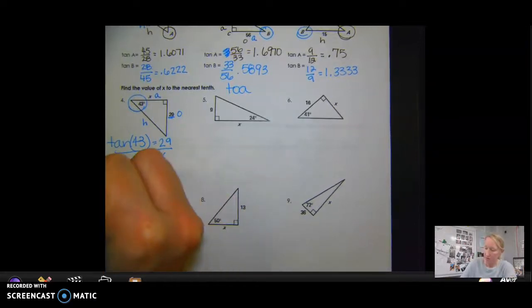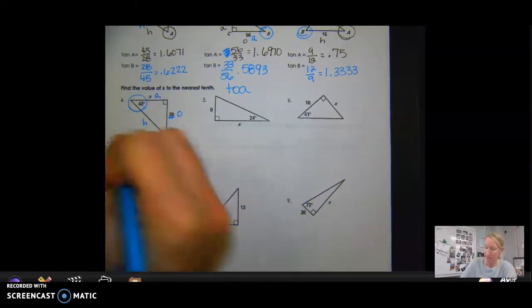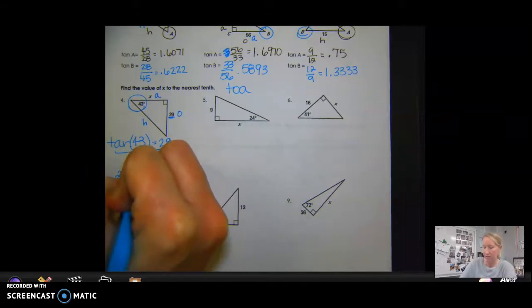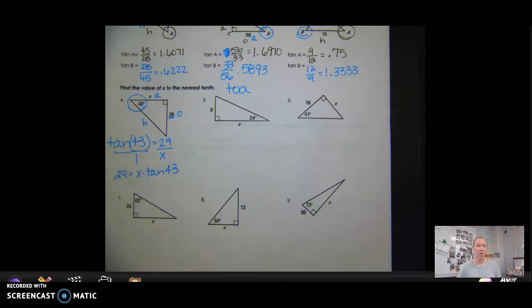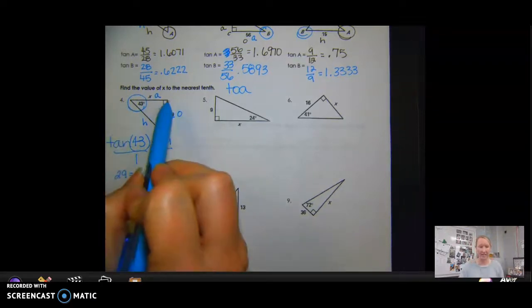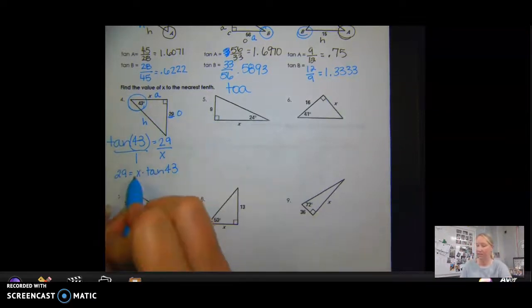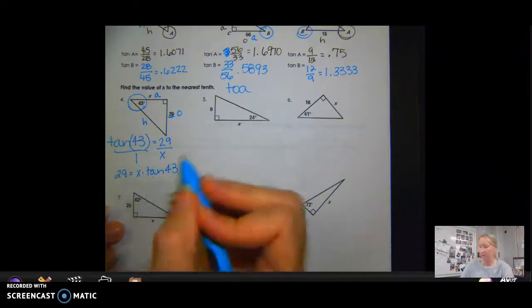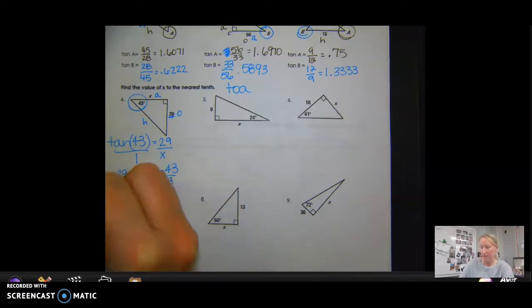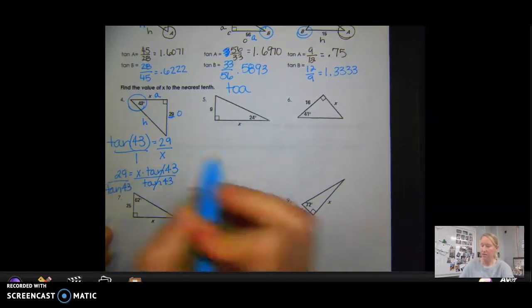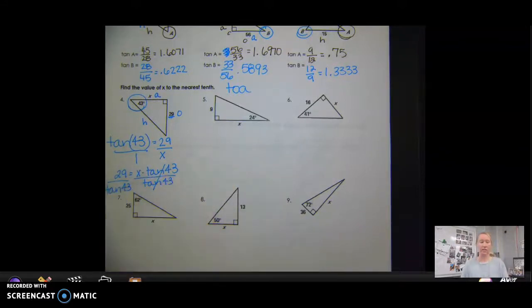1 times 29 is 29 equals x times tangent of 43, which is just x times the tangent of 43. There's nothing else you can do on that. Our goal here is to find the side length x. So in order to do that, I have to get x by itself. So just like you're solving something else, you have to divide, since those 2 things are multiplying. You need to divide by the tangent of 43 on both sides. So this cancels. So I get x equals 29 over the tangent of 43.